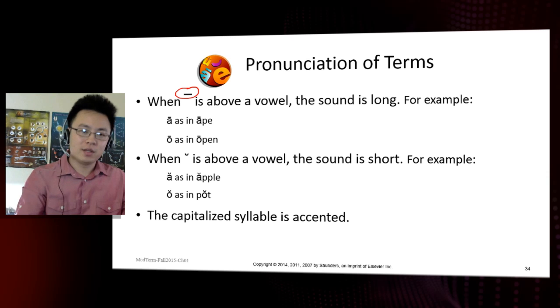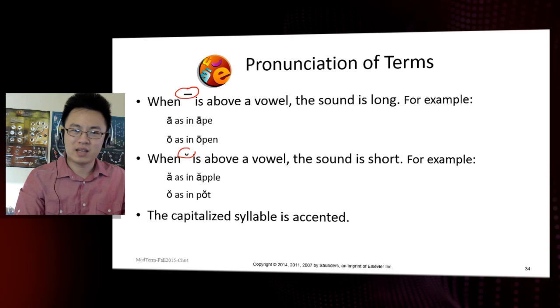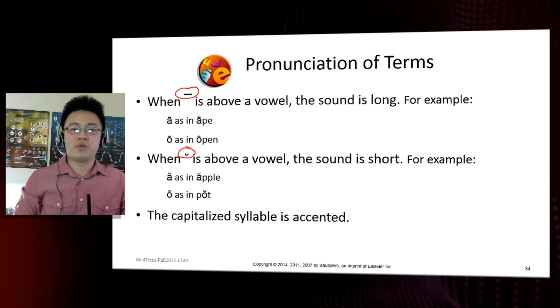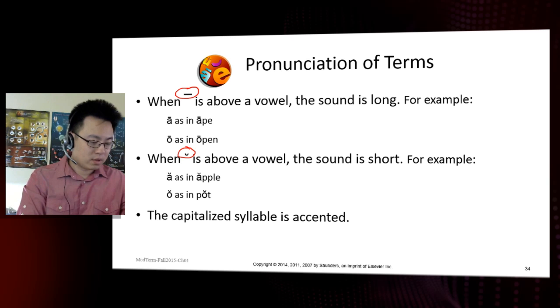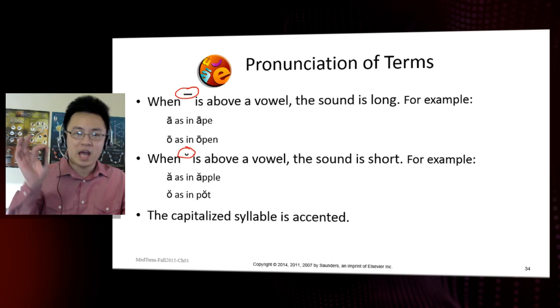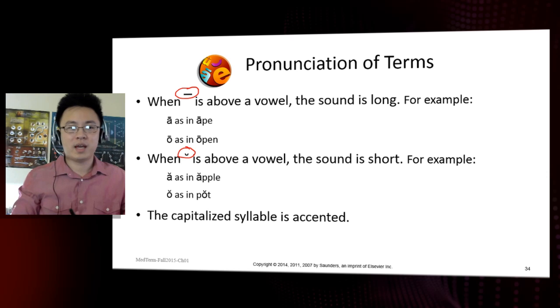Now when you have this little mark, kind of like a little U at the top of a vowel, that sound is very short. For example, apple. You don't say it with the long A. You say it with the short A. Okay? Also pot.